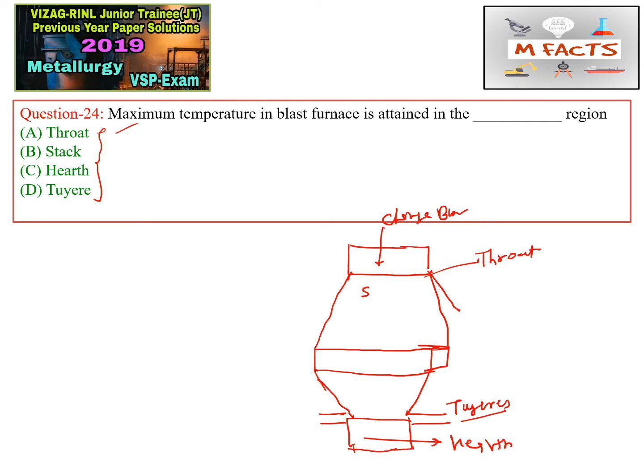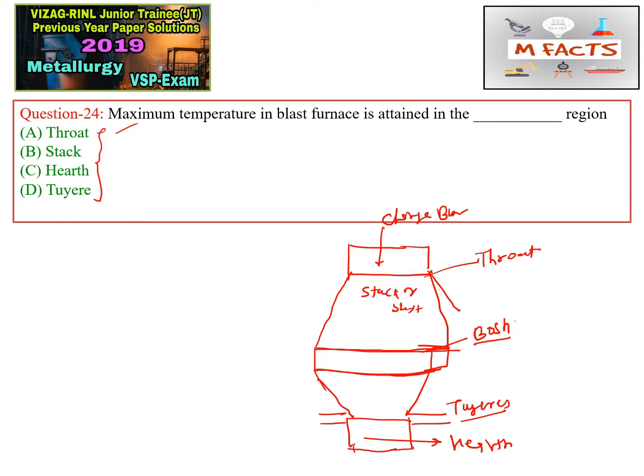This is the stack or shaft region, and the boss has the maximum diameter. From the boss we insert the bustle pipe. The bustle pipe can be inserted from the boss region, or just below the boss region also. This is the boss region, where the diameter of the blast furnace is maximum.